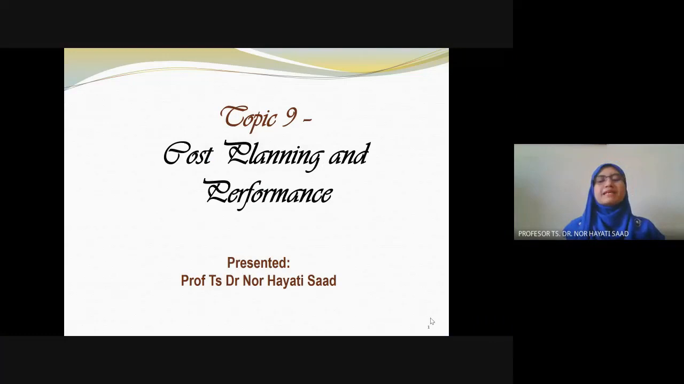Okay. Cost planning and performance. Previously, we have gone through topic 1 until topic number 8. We have what we call the project management life cycle, where we have, from the beginning, initiation, the second one is planning, the third execution, project execution, number 4, control and monitoring, and the last portion is closing, where at the end we finish the project, we want to close it formally.